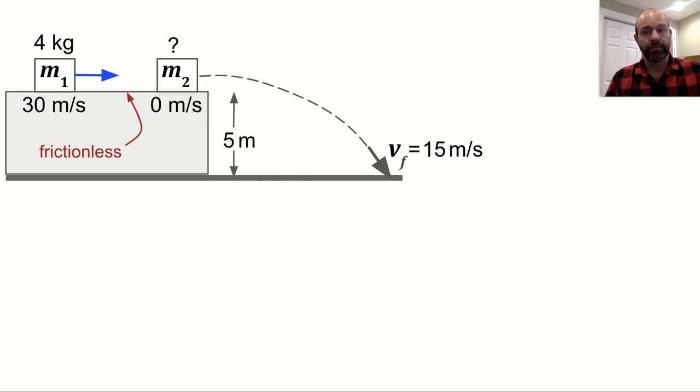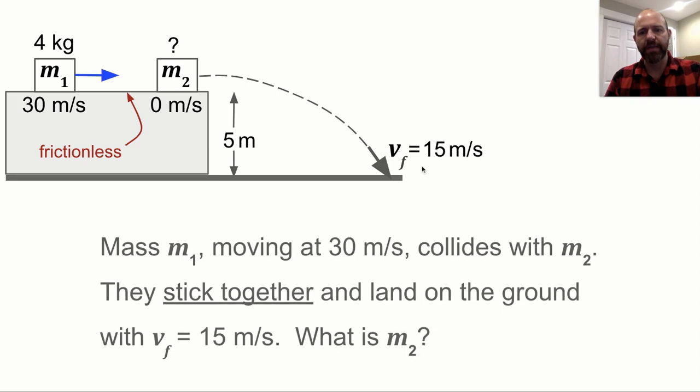That's the big thing. So here we go. We have a block sliding across a frictionless table. Then it hits another block, and then things fall off the table and become a projectile, right? We are told that we have a final velocity of 15 meters per second at the end.